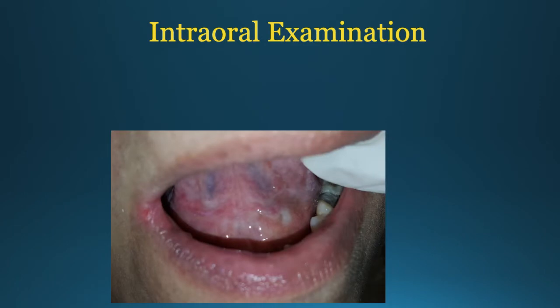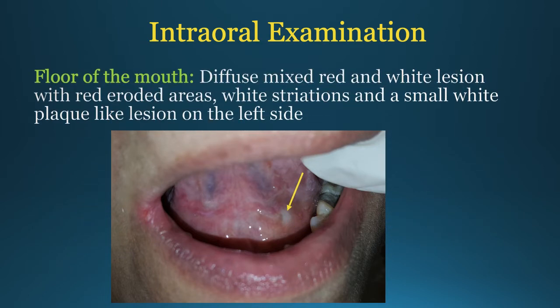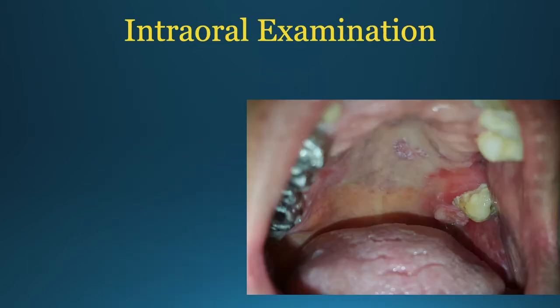Okay, so let's proceed. Intraoral examination, also on the ventral surface of the tongue and on the floor of the mouth, we have here a diffuse mixed red and white lesion, and we could see a plaque-like lesion also located on the floor of the mouth on the left side. And actually, this is the fourth lesion we discovered, and the patient was not complaining from it. So let's proceed to the palate.